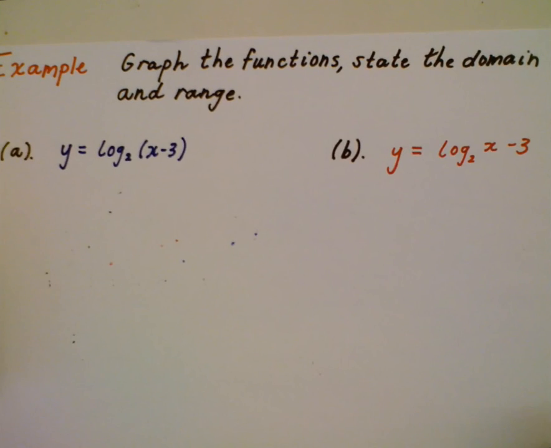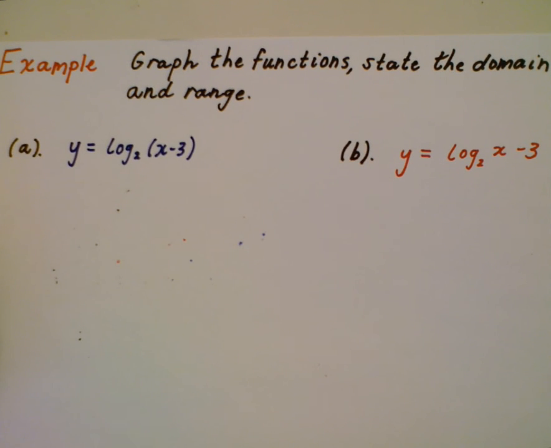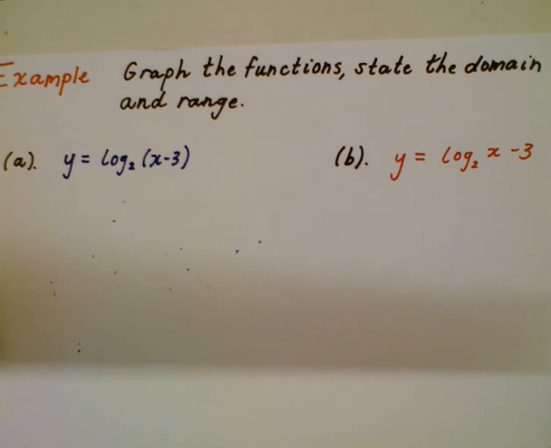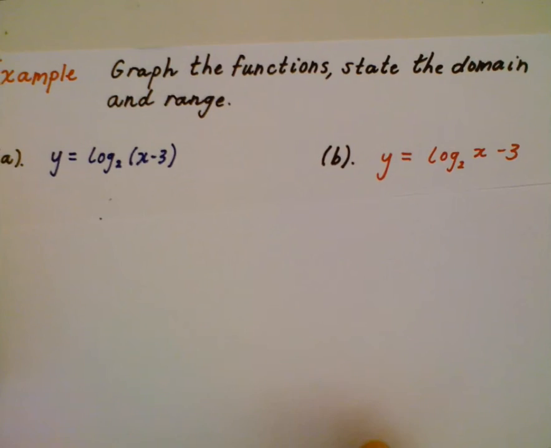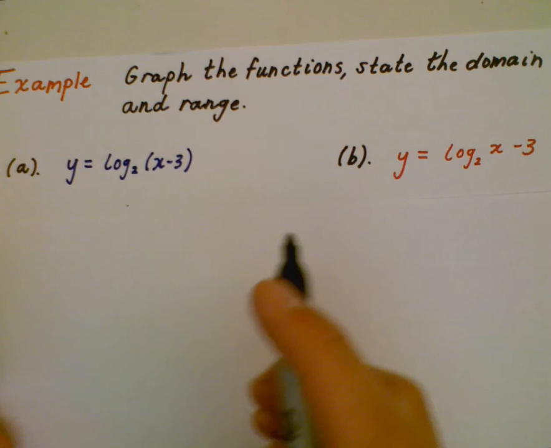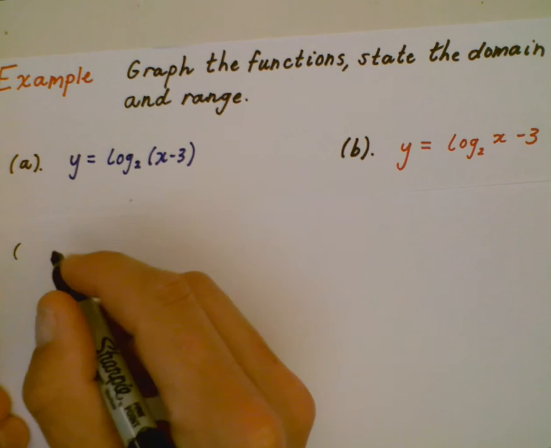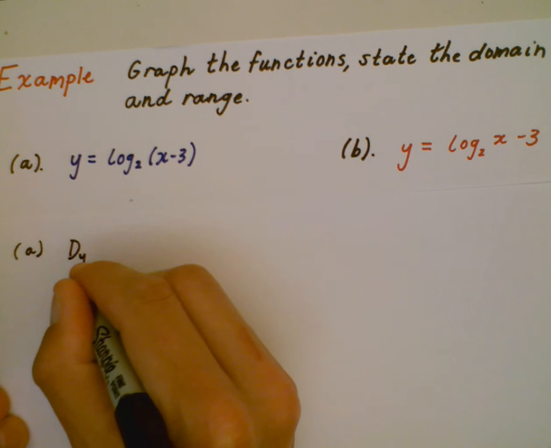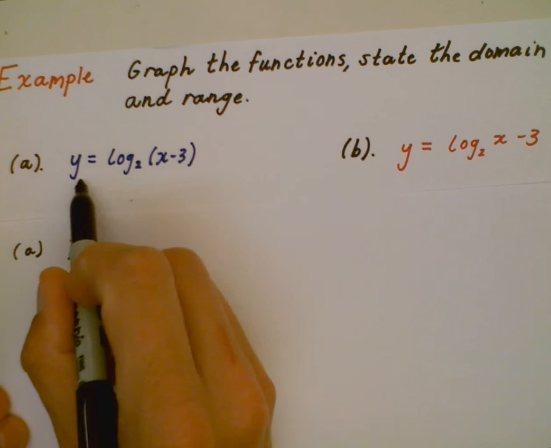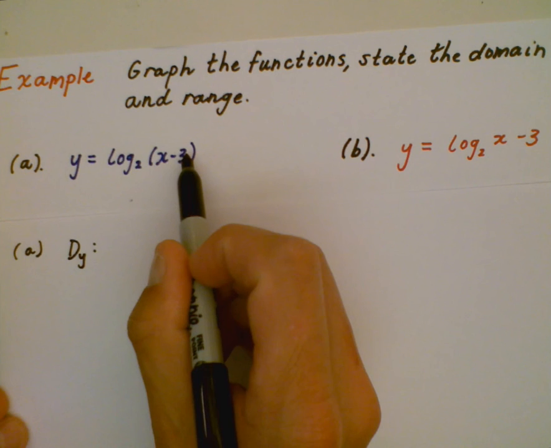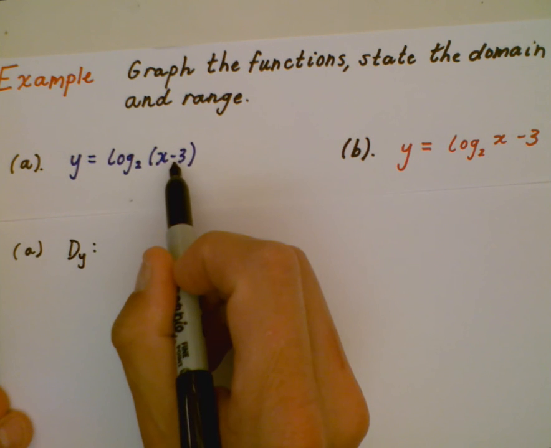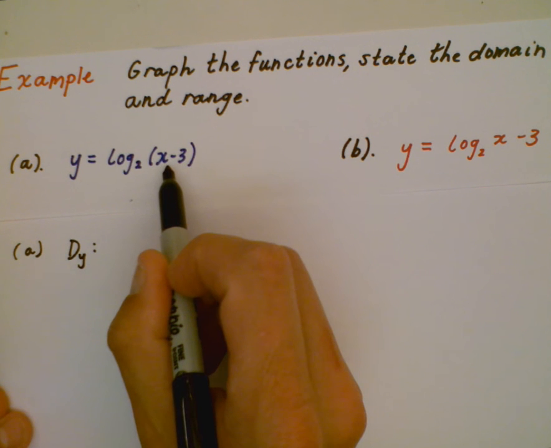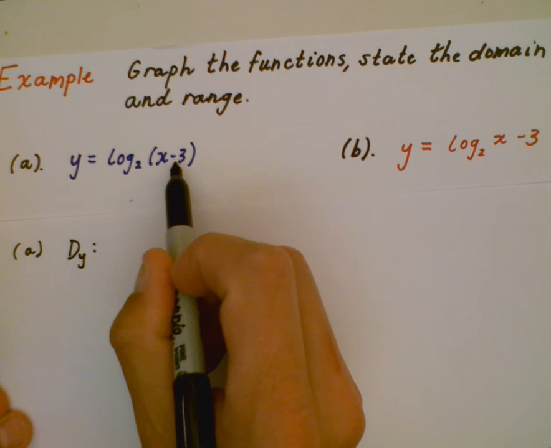Now, there's a lot of different ways you can do this. Okay, now, as before, you need to state the domain. We're going to graph and state the domain and range of each function. Okay, so in part A, I'm going to go ahead and say the domain of y. Now, this graph is a shift of 3 units right. Okay, even though there's a minus sign, it's opposite for the h value inside the parentheses. So we're actually moving 3 units to the right.